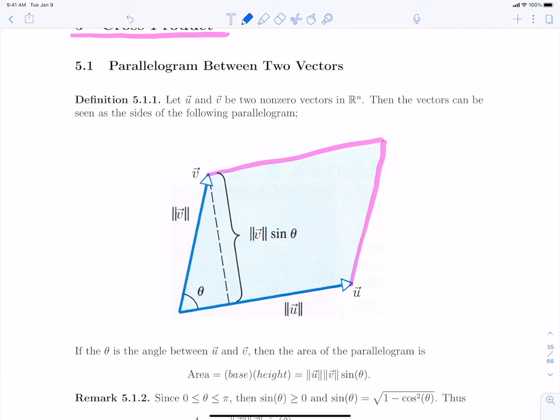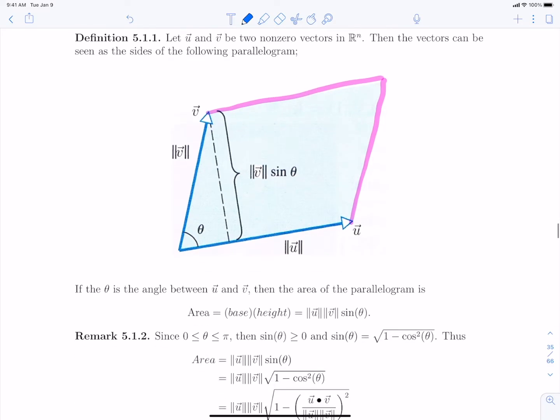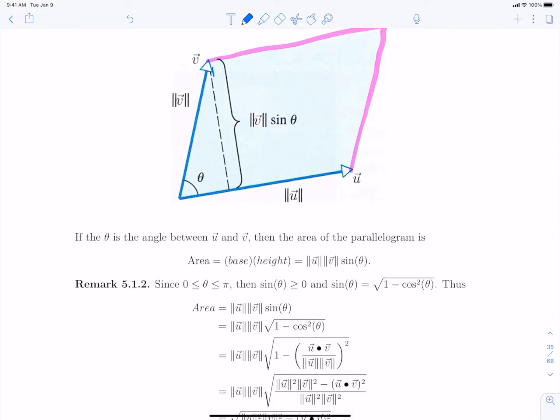And we're able to then identify the angle theta between them and use the angle to find our height, and then find the area of this parallelogram formed by the two different vectors. Because if you'll recall, the area of a parallelogram is base times height. Well, if we take our base to be the magnitude of u, our height here is the magnitude of v times sine of theta.